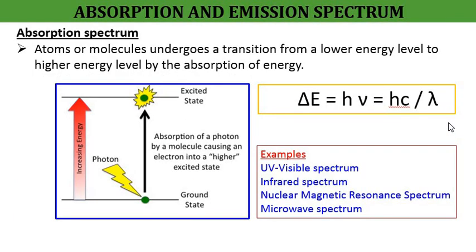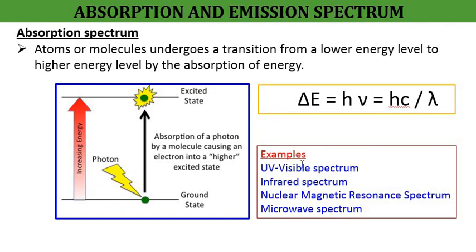Absorption and emission spectrum. Atoms or molecules undergo a transition from a lower energy level to a higher energy level by the absorption of energy. The spectra obtained due to this absorption process is known as absorption spectrum. Here in this diagram you can see that an atom in the ground state is getting excited to its higher energy level by absorbing a photon of energy.